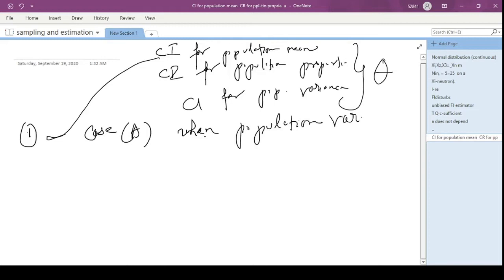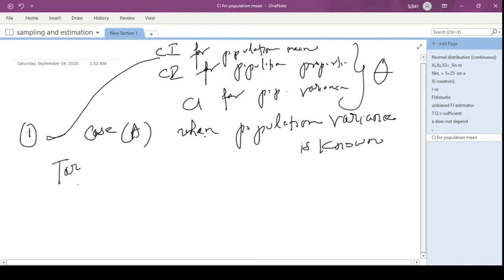Basically it means we know the population variance and we want to find the confidence interval for population mean. So our target thing to find out is the CI for population mean. And what do we have with us? Population variance. It is known to us.